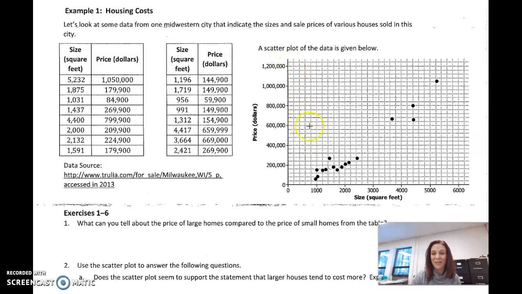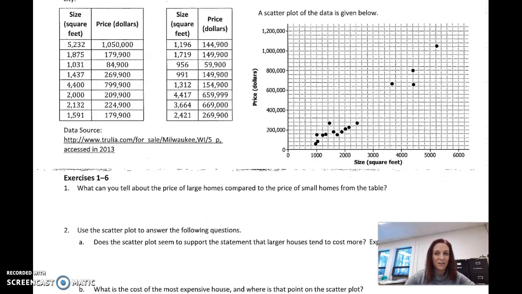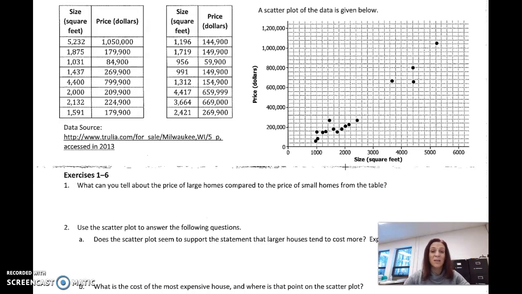And you're welcome. We don't have to plot the points. It's already been done for us. So you can see that 5,200 one, it's up here over $1 million, okay? That 1,875, 179, will be right in here, okay? So it says, what can we tell about the price of large homes compared to the price of small homes from the table? Well, as always, pay attention to our axes. Size of the house is on the x-axis, and how much it costs is on the y-axis.